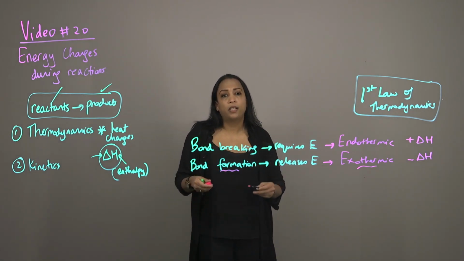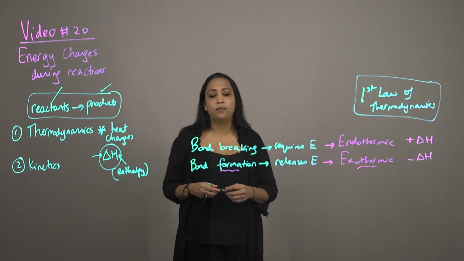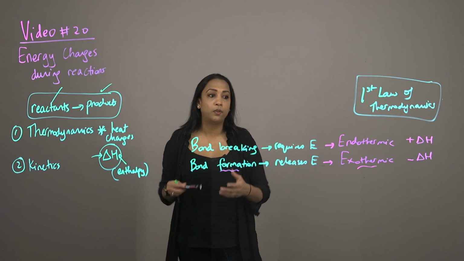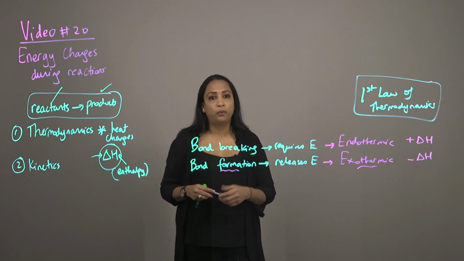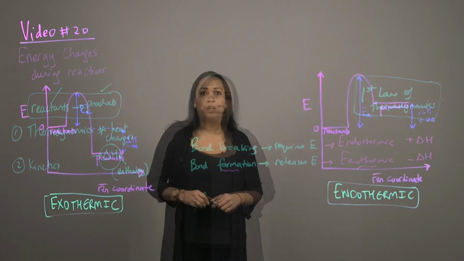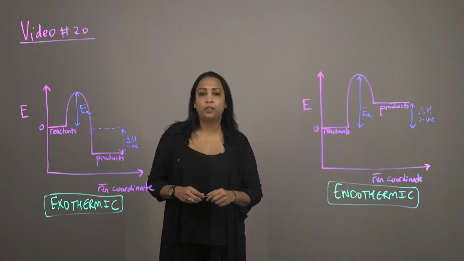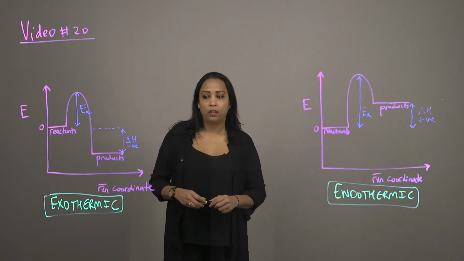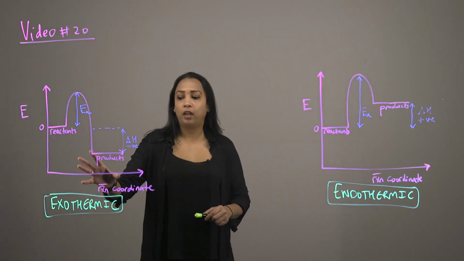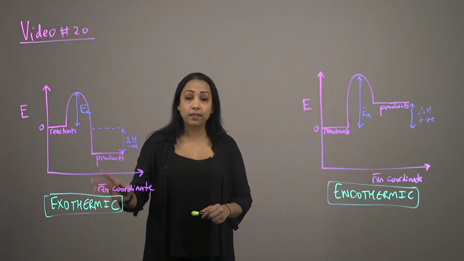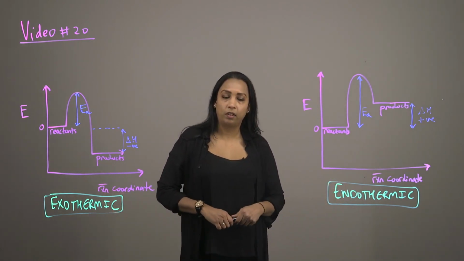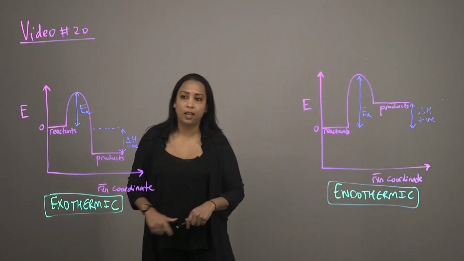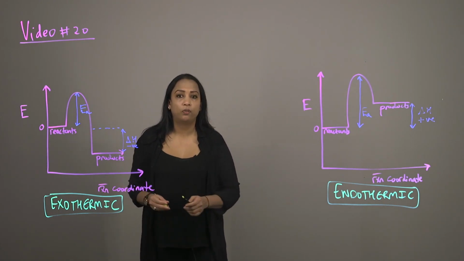So we can graphically represent these two processes, endothermic and exothermic reactions, using what we call energy profile diagrams. So here we see two different energy profile diagrams. On this side we have an energy profile diagram for an exothermic reaction, and here we see for an endothermic reaction. So let's make sure that we understand what we're seeing in these two graphs.